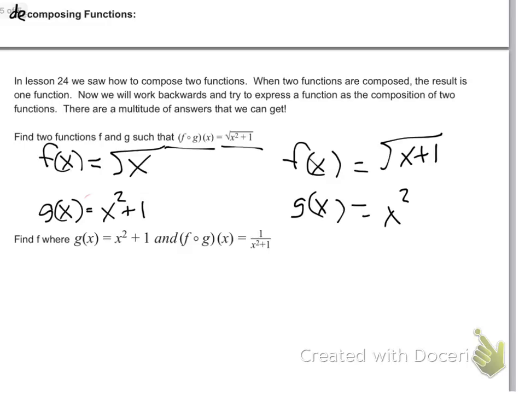The bottom one, there is only one solution. The original problem is f composite g of x is 1 over x squared plus 1. They're telling you g of x is x squared plus 1. So that means f of x only has one choice, and it will be 1 over x. Because that's the only option. So I'm replacing that x with the x squared plus 1 of g of x. And we're done.